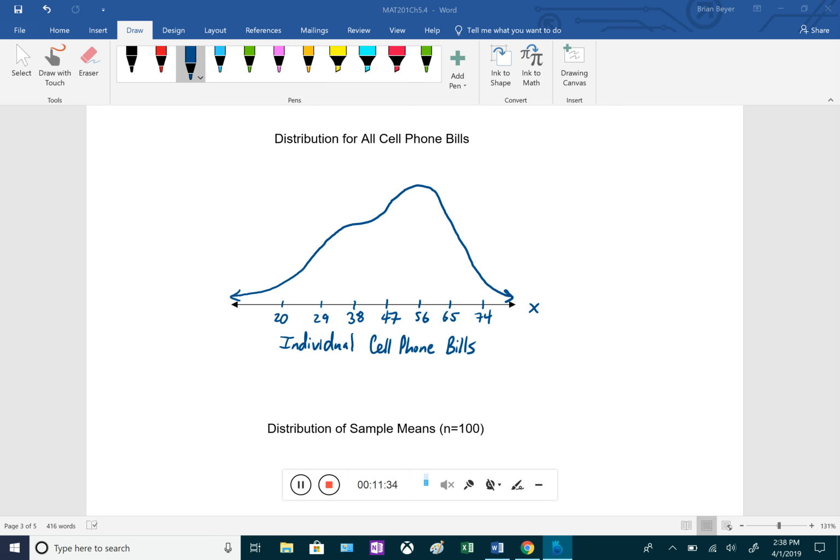So this would be the graph for the distribution for all cell phone bills. And notice that the way that it was drawn here, it is not normally distributed. So we can also see that the mean, we said the mean was 47. And the problem also told us that the standard deviation was 9, so that would be one standard deviation away right there. So not normally distributed, so we can't do anything using the normal distribution.